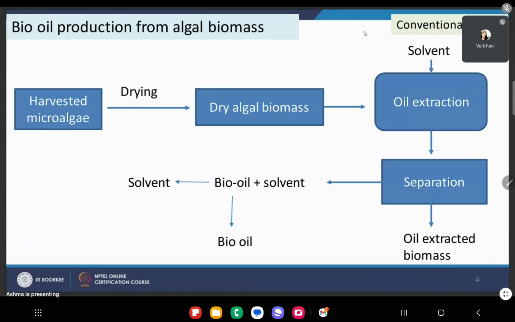Next, here is a picture chart showing how biodiesel is extracted from algal biomass. First, harvested microalgae is dried, and then oil extraction from the dried algal biomass is done using some solvent. Then separation of biomass and separation of bio-oil plus solvent is done, and finally the solvent is separated, and we get the bio-oil.